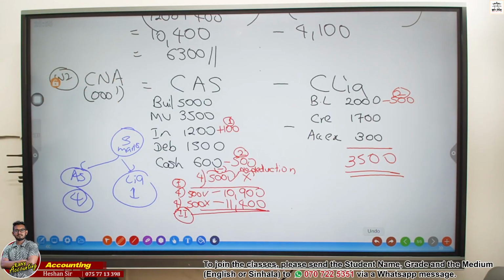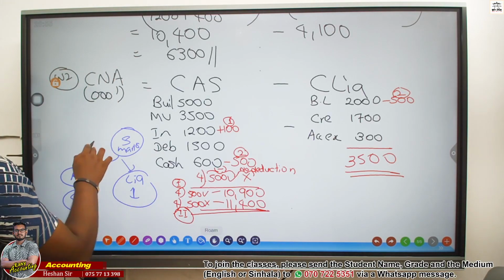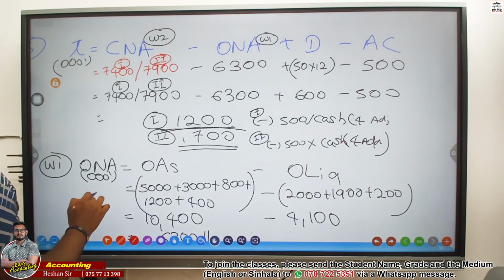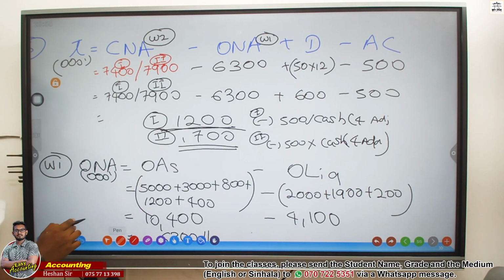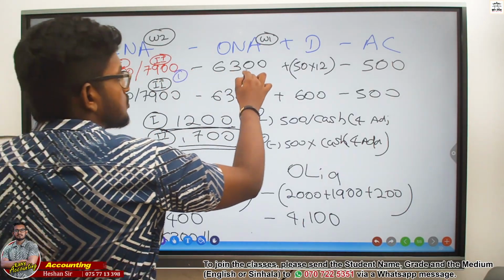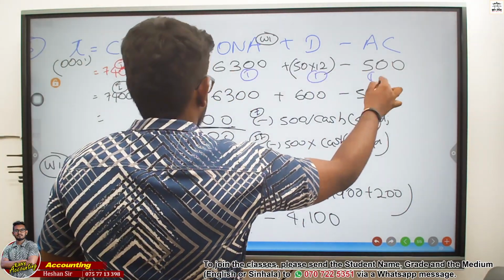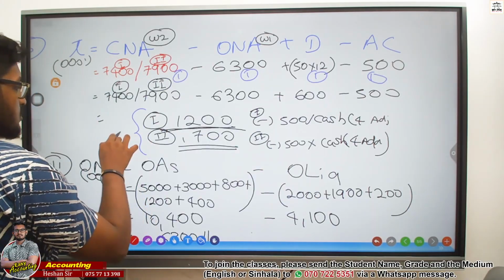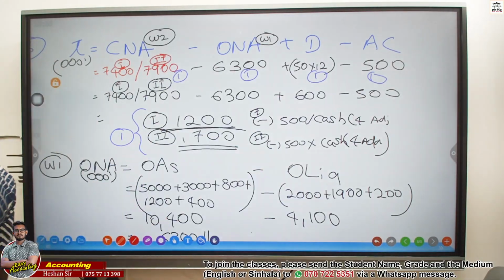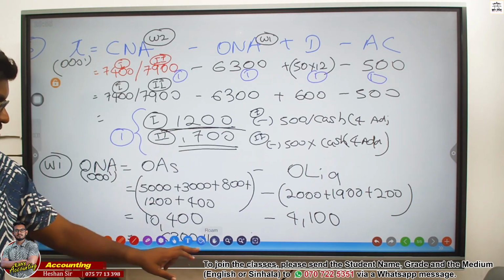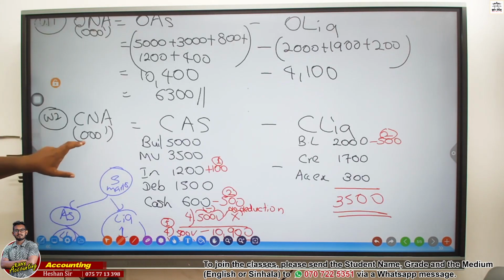Right. So 5 marks for this one. Then 1, 2, 4, and for the final answer 1 mark. 5 marks. Then this is how the 10 marks comes. Right. That is how the 10 marks comes. So can you show the closing net assets?